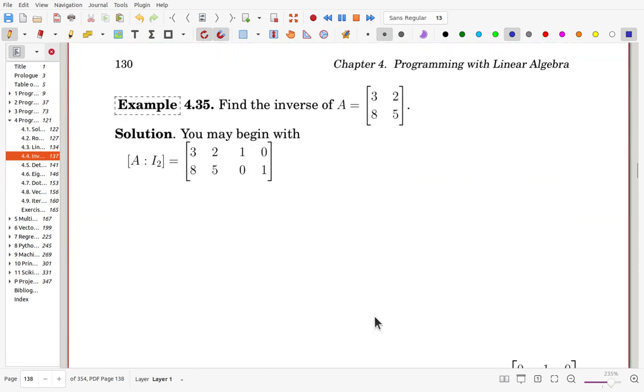Find the inverse of A. A is given here. We may begin with this augmented matrix, the matrix and identity. From here, we have to apply elementary row operations such that this portion becomes the identity. We may try to use non-integer computation to avoid that. Let's try to do it this way.